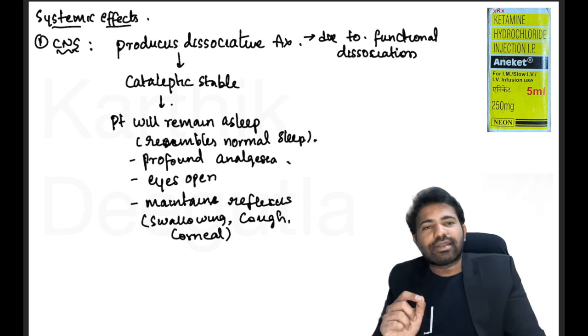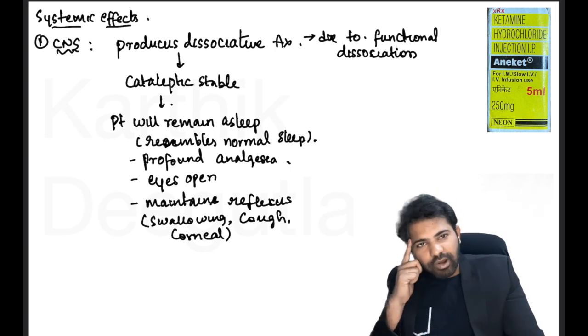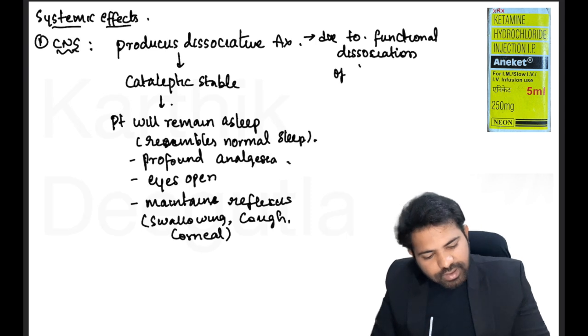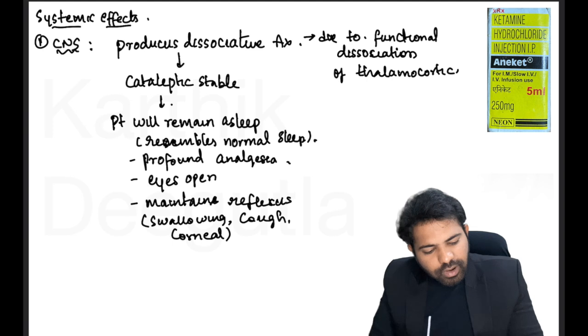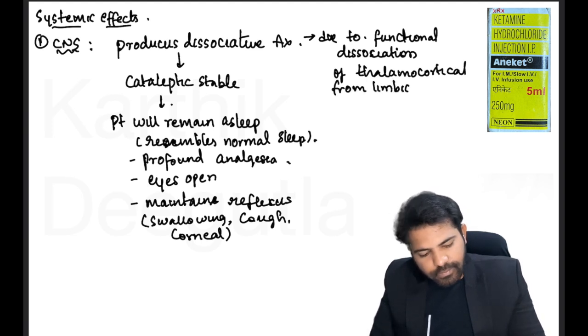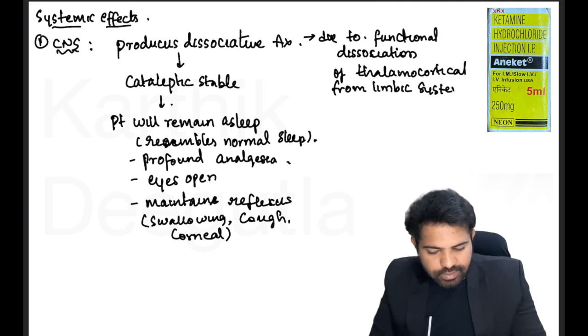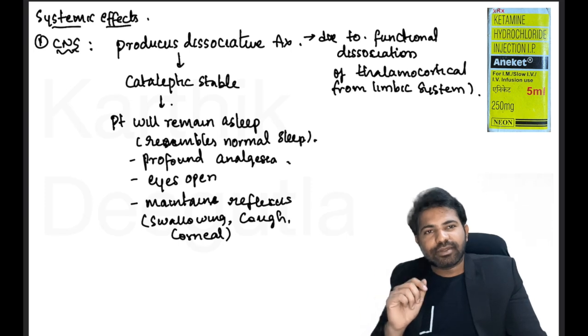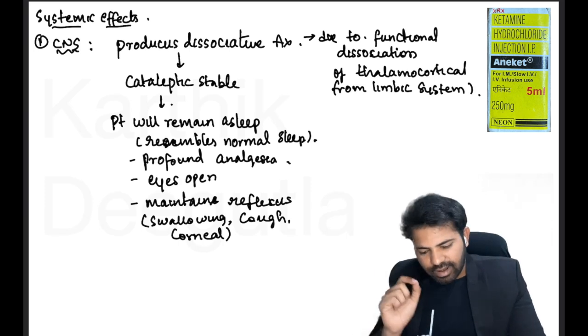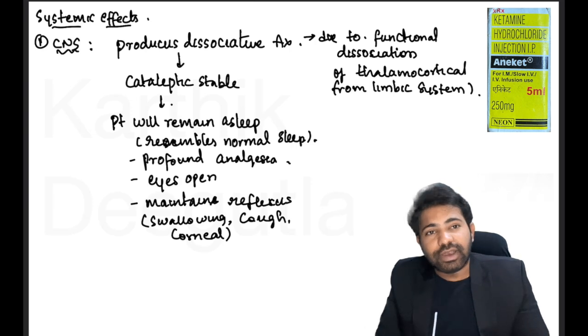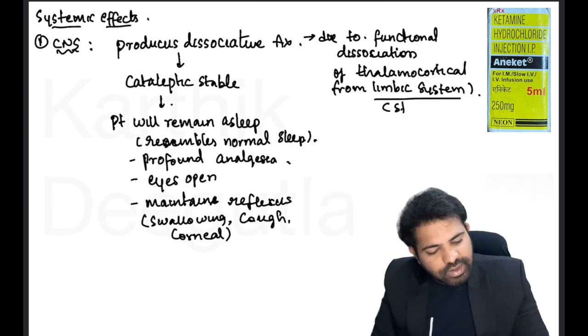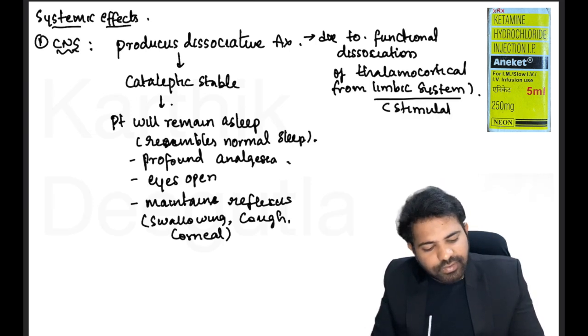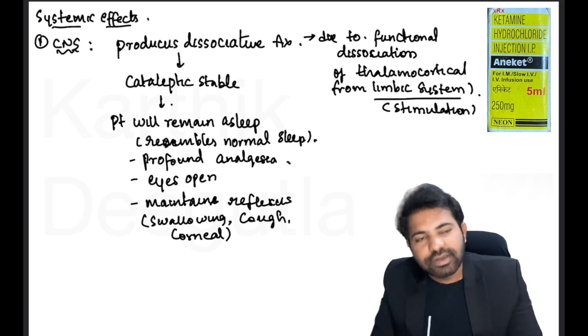Functional dissociation of the thalamocortical system from the limbic system. That is depression of the cortex and thalamus, and there is stimulation of the limbic system. This is the cause of this dissociative anesthesia.